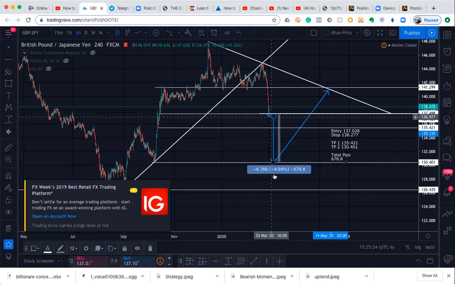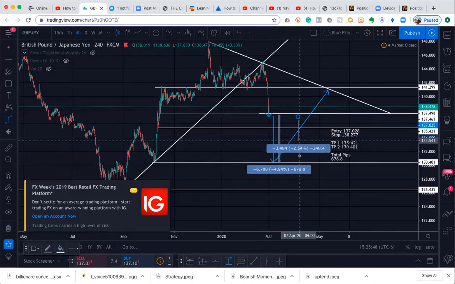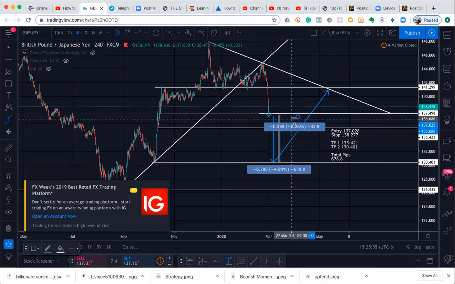That's 678 pips, basically from 137.028. Okay, hold on. Let me do this right. 137.028, and down to this here. Yeah, 600 and, right up in there.